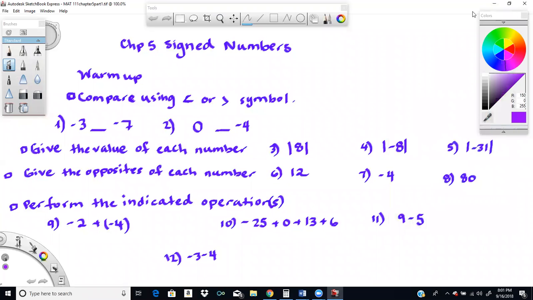All right, so we're working with the Chapter 5 signed numbers. And so what we're going to do first is do a warm-up. The first part, you're comparing using the less than or greater than symbol. Then you evaluate the next set, you give the opposite of the next group, and then you perform the indicated operations. So I'm going to give you a few minutes to write down the problems and work them out.